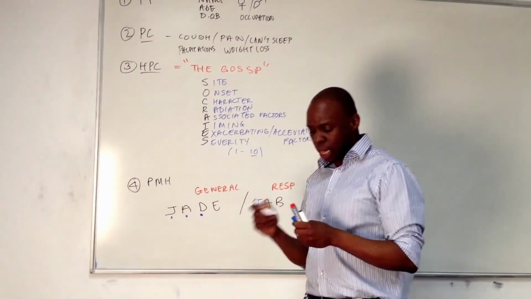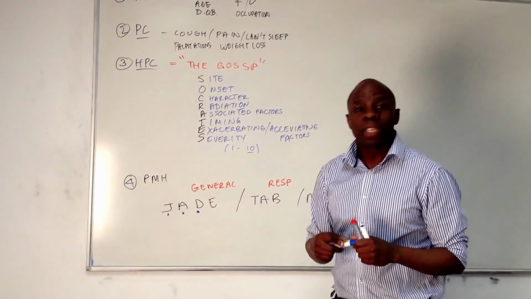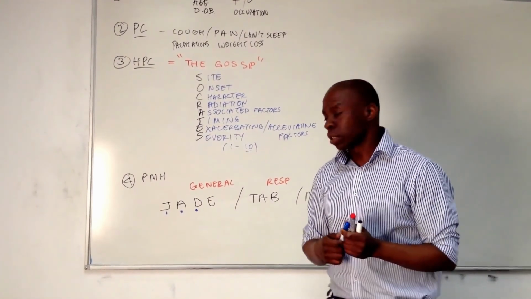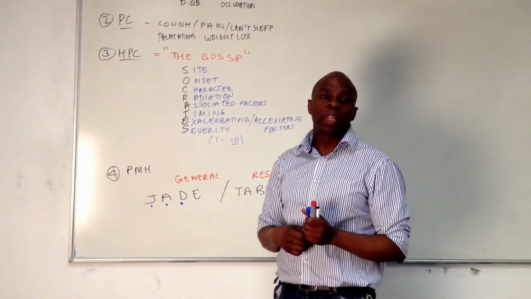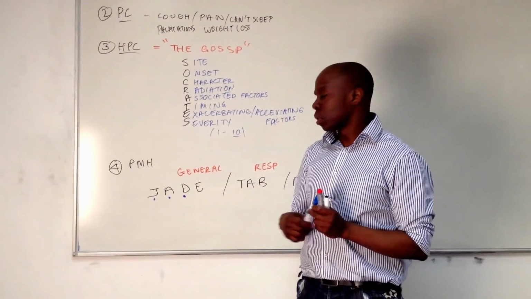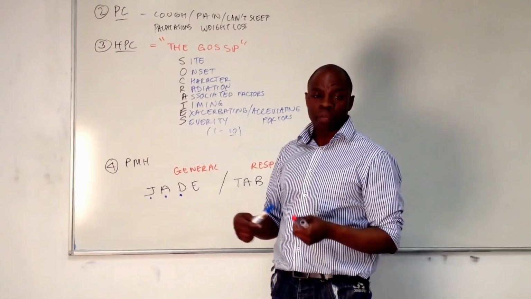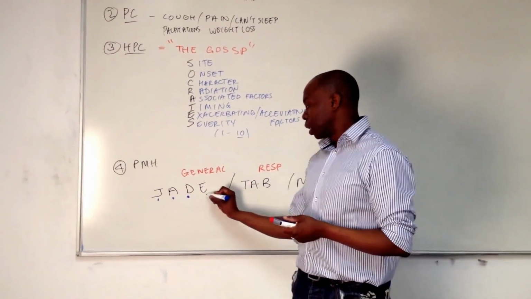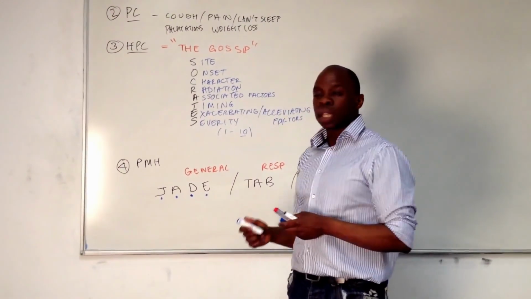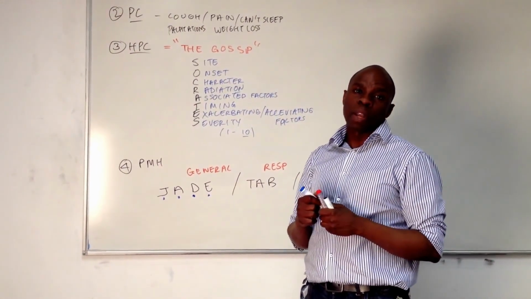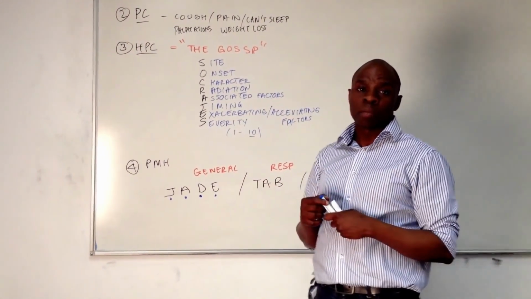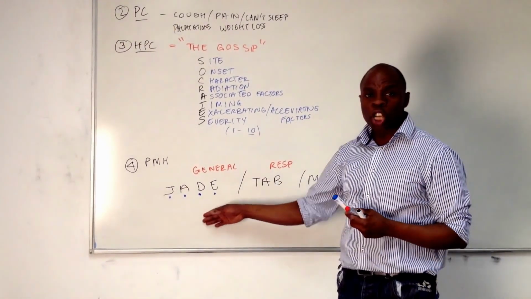Then you move on to D. D is diabetes mellitus. Have you ever suffered from diabetes before? This is a good question to ask. Or do you suffer from diabetes now? E is epilepsy. Have you ever suffered from epilepsy before, or do you suffer from epilepsy at the moment? And that covers all your generals.